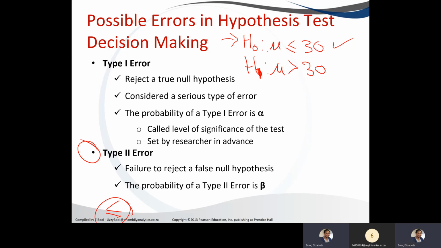When we reject this null hypothesis, if we reject this, we are committing a type 1 error because we are rejecting a true null hypothesis. And those are the two errors.